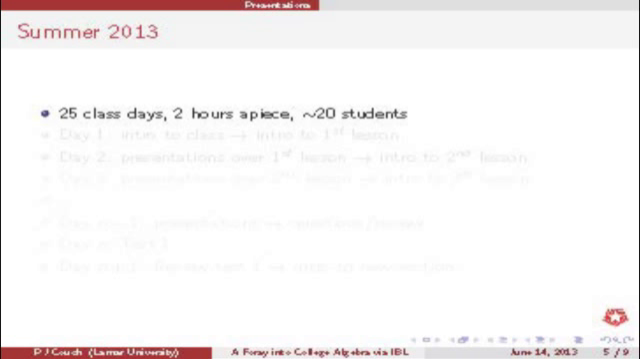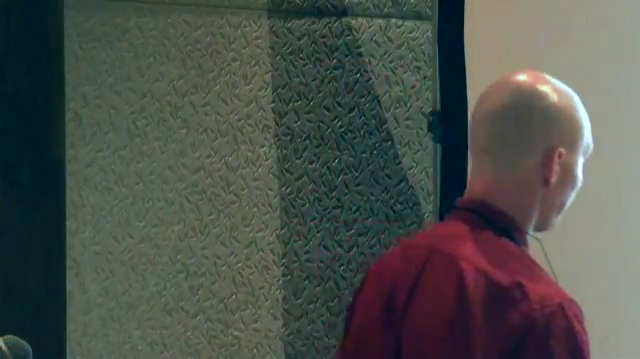As I said, I'm also teaching this during the summer, and how this works is I have 25 class days, and these are every day, so Monday through Friday for 5 weeks. These classes are roughly 2 hours apiece. The way it's scheduled, I actually have 2 one-hour classes assigned to me with a 15-minute gap in between, and I have about 20 students in my class.